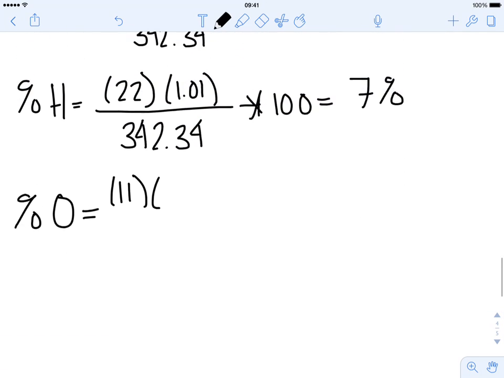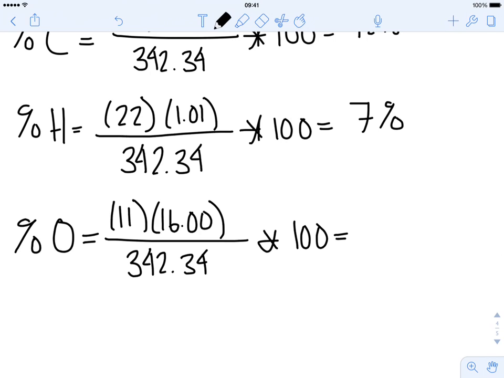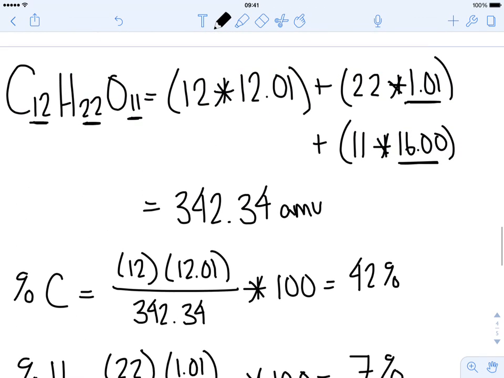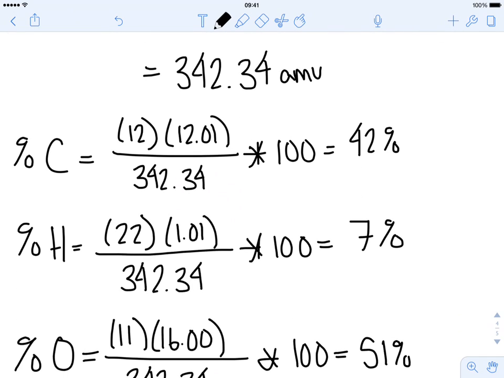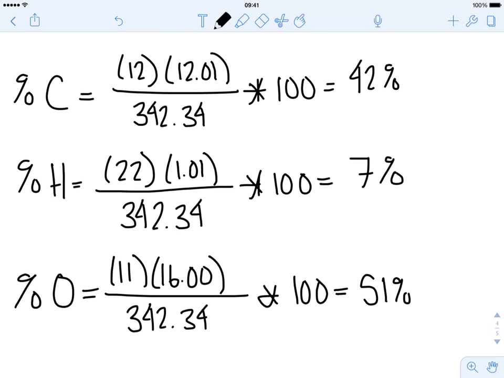Finally, we'll do mass percent of oxygen. So how many oxygen atoms do we have? We have 11. We're going to times that by the molecular weight of oxygen, which we figured out up here was 16.00. And we're going to divide that by the weight of the entire molecule, which is 342.34 times 100, and that is going to come out to 51%.